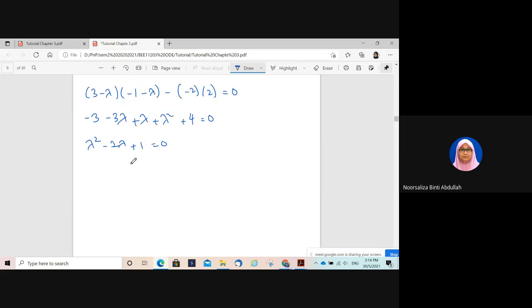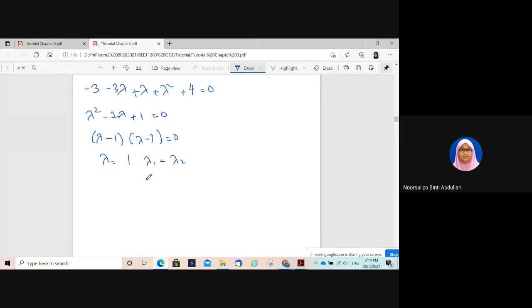Here you can use your calculator and you will get (lambda minus 1)(lambda minus 1) equals 0. Then lambda equals 1. So lambda 1 equals lambda 2. Automatically, you know this one is not linearly independent. However, you have to prove it. Okay, then we have lambda, we can find the eigenvector.